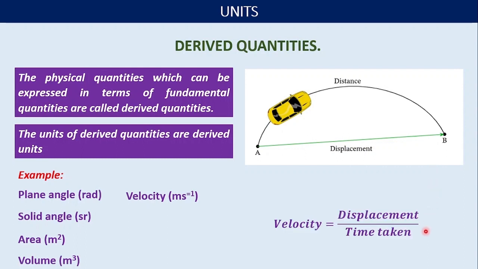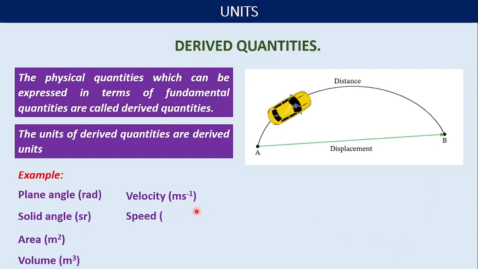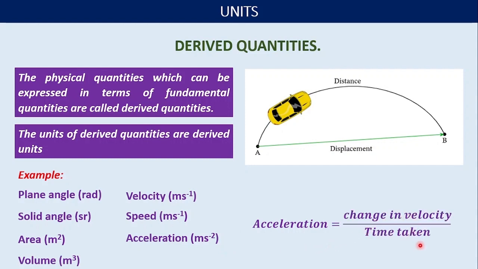Velocity equals displacement by time. Its unit is meter per second. Right. Good. Next, speed. Speed equals distance by time. Its unit is meter per second. Acceleration. Acceleration equals change in velocity by time taken. Its unit is meter per second square.